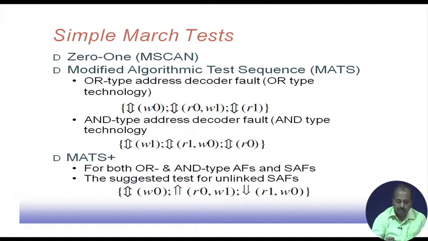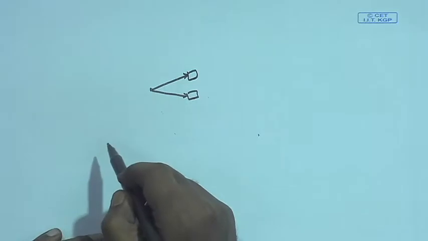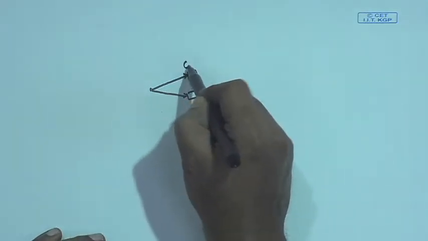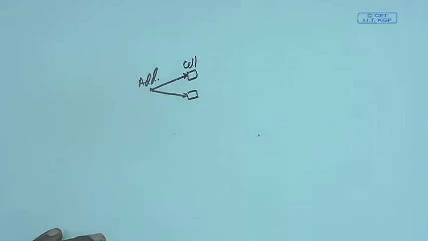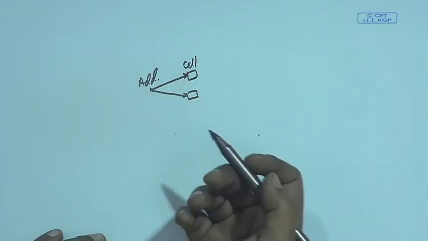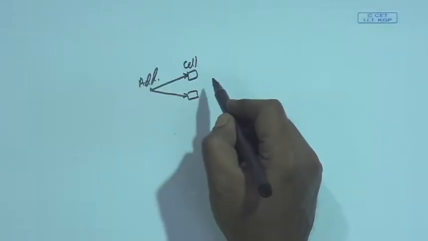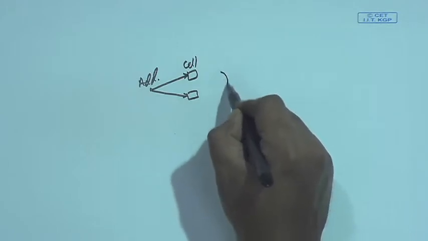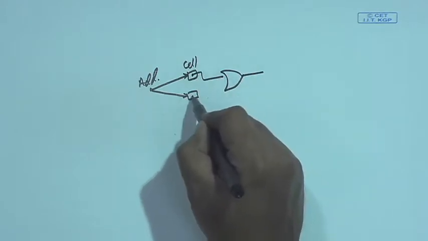What we mean is that suppose one address selects two different cells, this cell as well as this cell, due to a problem with the address decoder. These are the memory cells and this is the address. So both the cells are selected. Now, what will be the output, because ultimately the RAM output is coming via the sense amplifier and all those things? In OR type technology, the result is basically an OR of these two. The result that you get is the OR of these two.